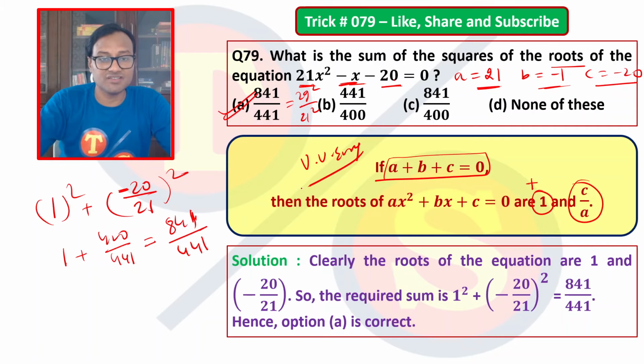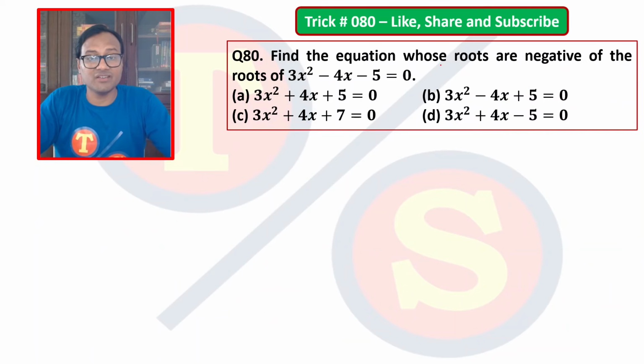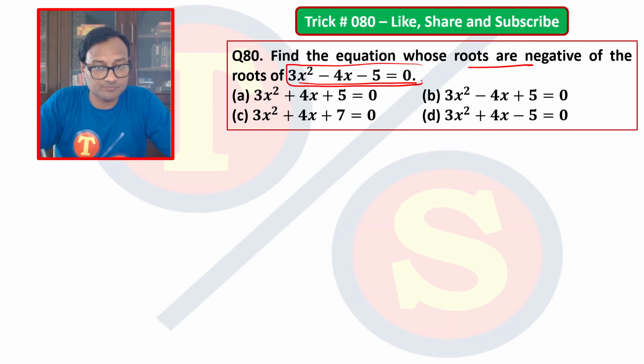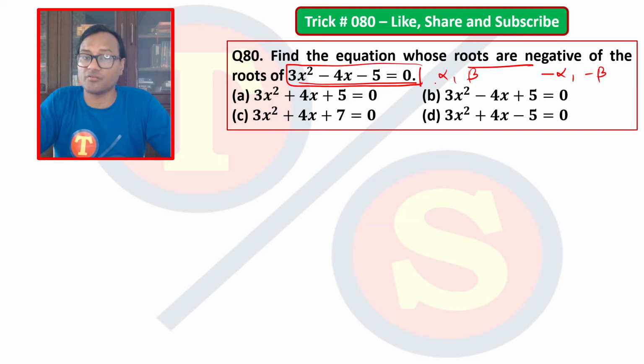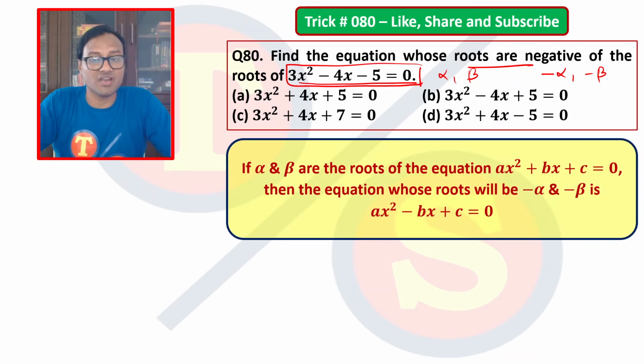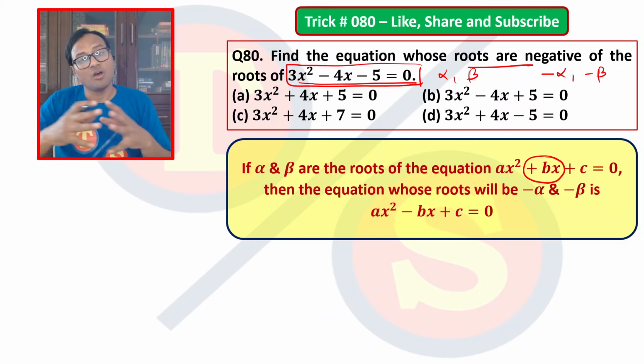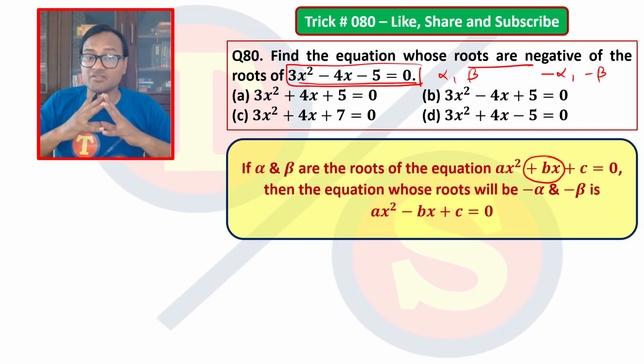Okay. Now if I see question number 80. Find the equation whose roots are negative of the roots of this equation. So if a quadratic equation is given to us, suppose it has two roots alpha and beta. So what will be the quadratic equation whose roots will be minus alpha and minus beta? Exactly negative of it, right? So for that what we have to do is we just have to change the sign of the middle term. Just change the sign of the middle term. All other things in the equation will remain same.